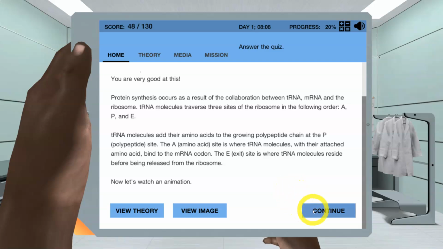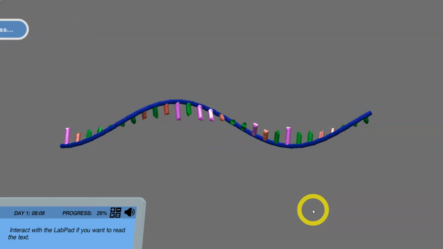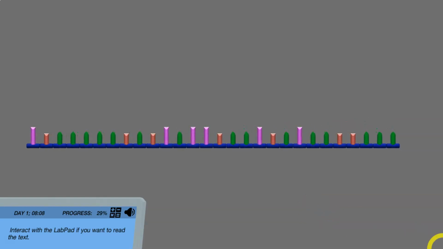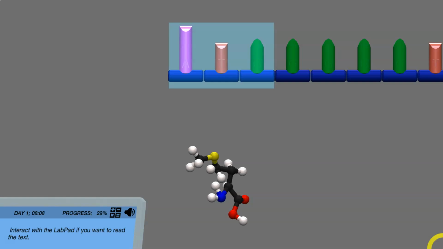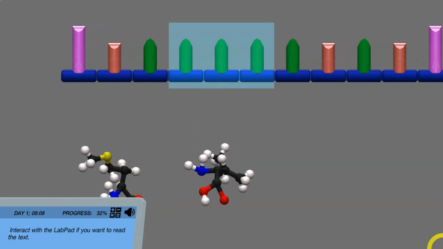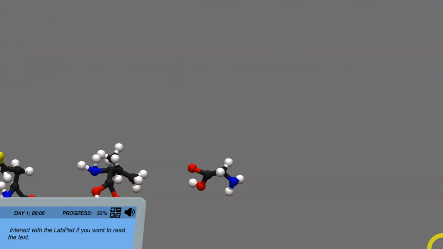Now let's watch an animation. Genetic information is stored as DNA and copied as messenger RNA during transcription. In mRNA, genetic information is encoded in 3-letter units, codons, made up of the bases uracil, cytosine, adenine, and guanine. In the ribosome, each codon is translated into one amino acid. Amino acids are linked by covalent peptide bonds. The formation of a peptide bond produces one water molecule.